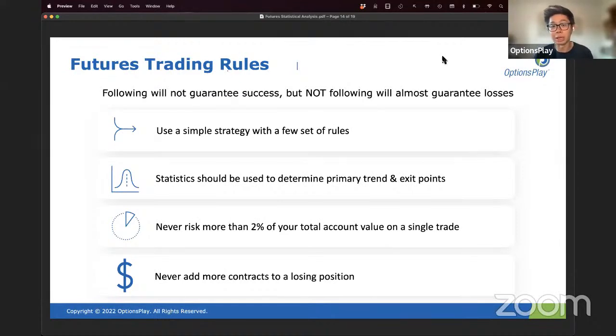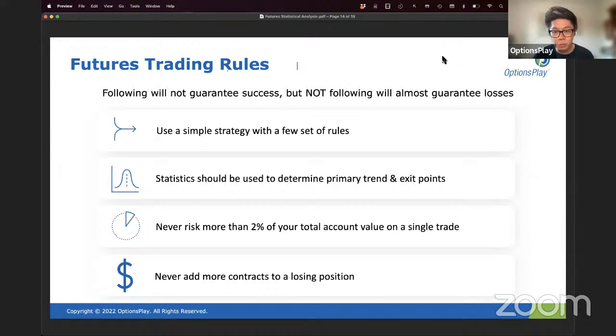Really what we're using here is pure statistics to determine your entry and your exits. You're not necessarily using your charts. You're not using fundamental analysis. You just have to look at the pure statistics that generate those opportunities.